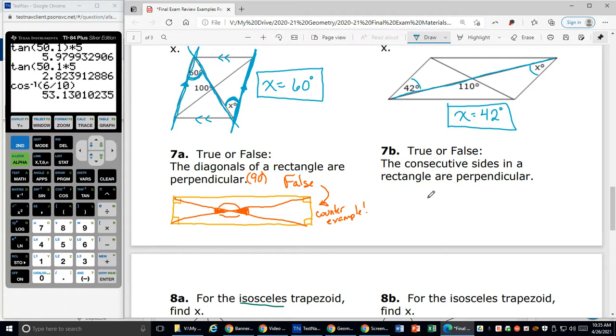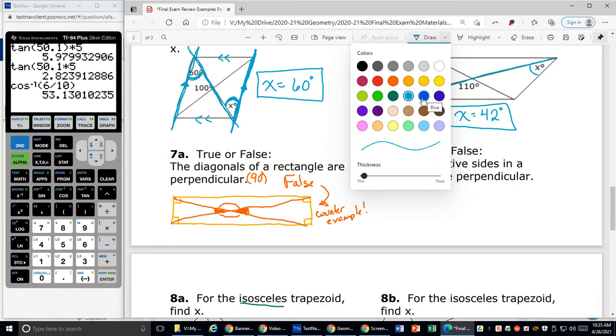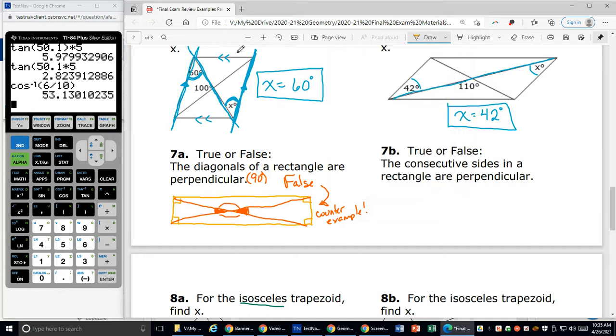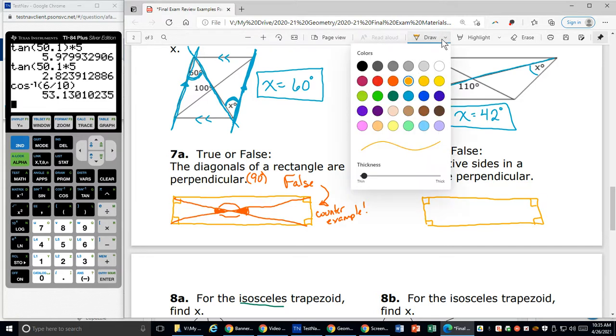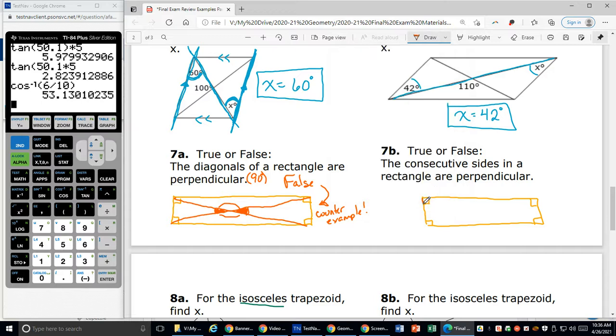Okay? All right, so the next one, true or false, consecutive sides in a rectangle are perpendicular. So remember, consecutive means right next to each other, and then perpendicular means 90. So if I think about a rectangle, I know all the angles here are 90. So when it says consecutive sides, that means 2 sides that are right next to each other. So for example, this side right here, and then either the top or the bottom, right? These 2 sides would be consecutive because they're next to each other. Well, are they perpendicular? Yes, they are. Is that going to be true for any of those?